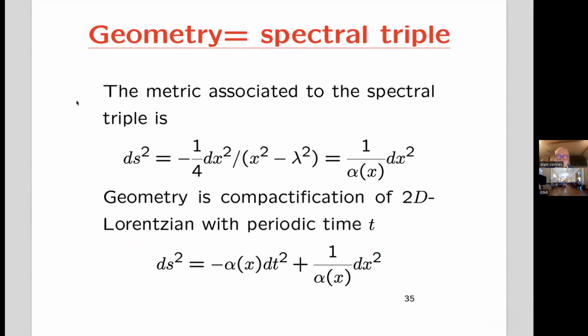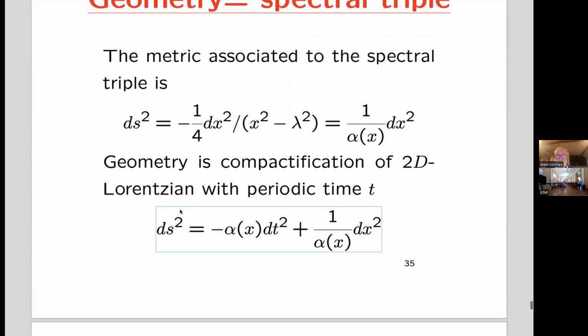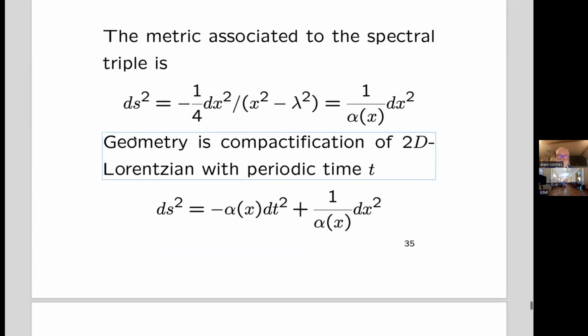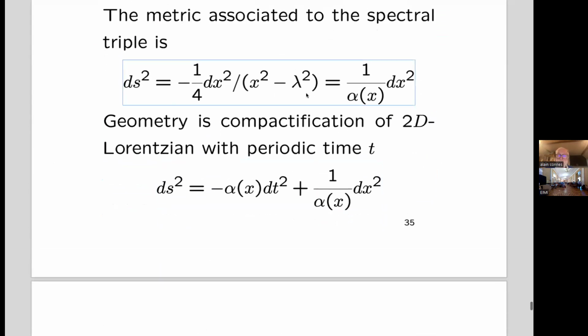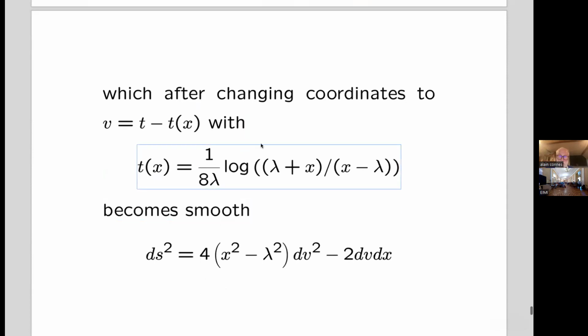When you look at the metric, the geometry in that case is governed by a spectral triple in the sense of noncommutative geometry, and you can compute a metric. What you find is that the metric in the ordinary sense is a metric on a half line, starting at lambda, going up to infinity. The metric looks like this. It is like a dx squared, but with a 1 over alpha of x. Since I'm giving this talk in a physics context, I want to mention that it's in fact a compactification of a two-dimensional Lorentzian space. You take a two-dimensional Lorentzian black hole with periodic time, and when you compactify it, you end up exactly with this metric which I have here. Then you can do the change of variable and make it smooth, like one does with black holes. There is no problem here.